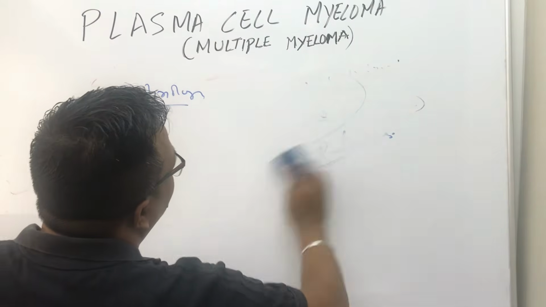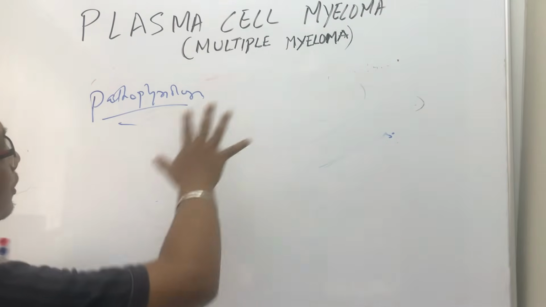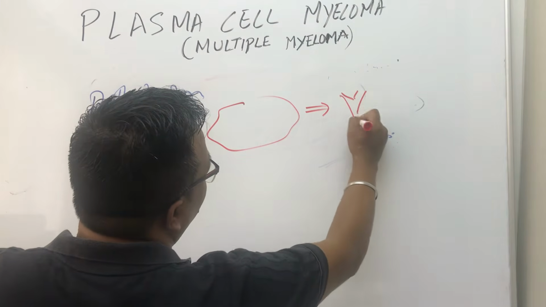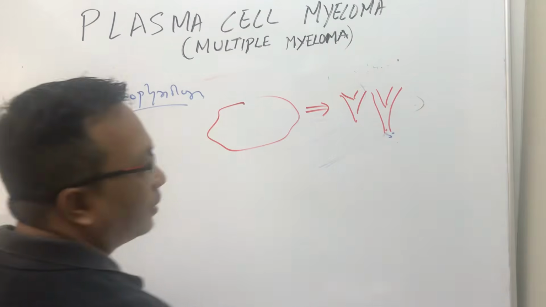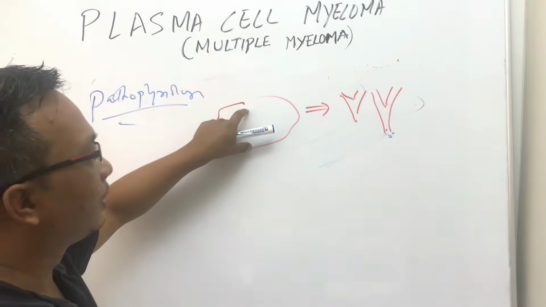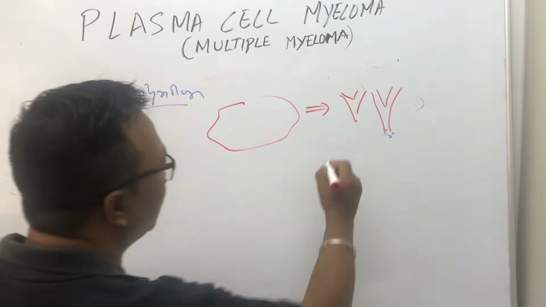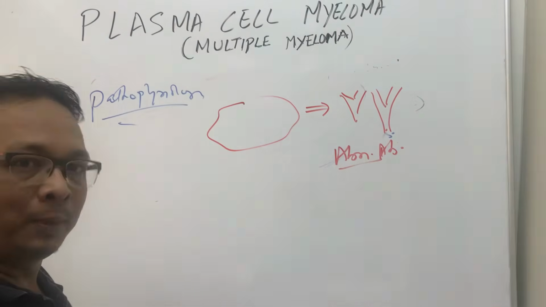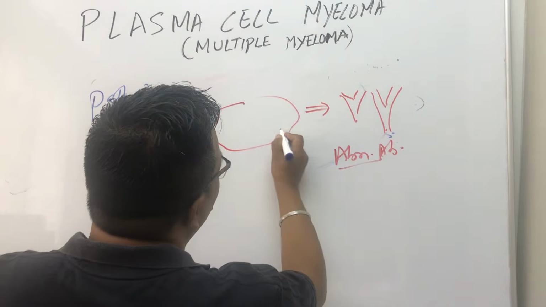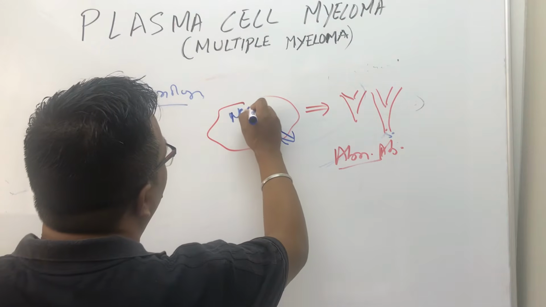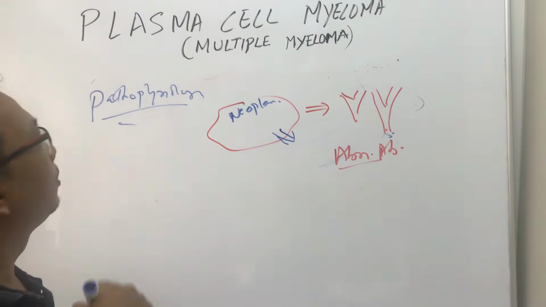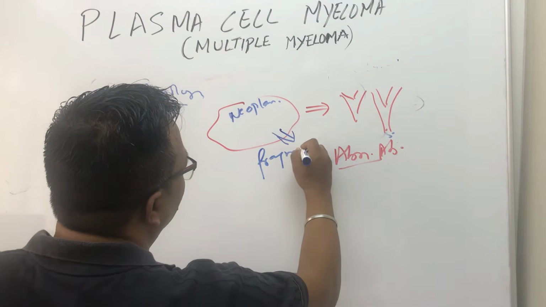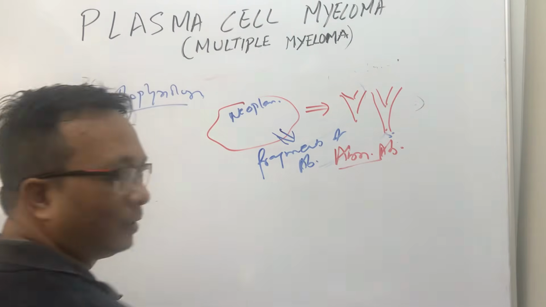So, what are the things that develop? Now, plasma cells normally throw out antibodies. When there is a neoplasm in plasma cells, will these antibodies be normal? No, there will be abnormal antibodies, formed of heavy chains and light chains. If there is multiple myeloma or plasma cell myeloma, what happens? There will be fragments of antibodies seen in the blood.